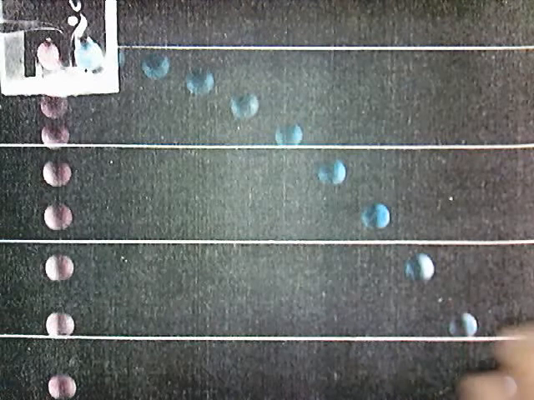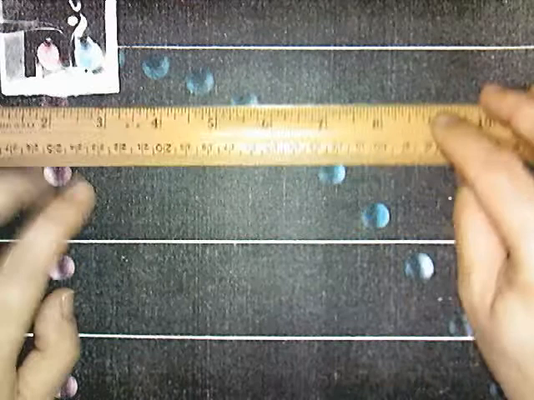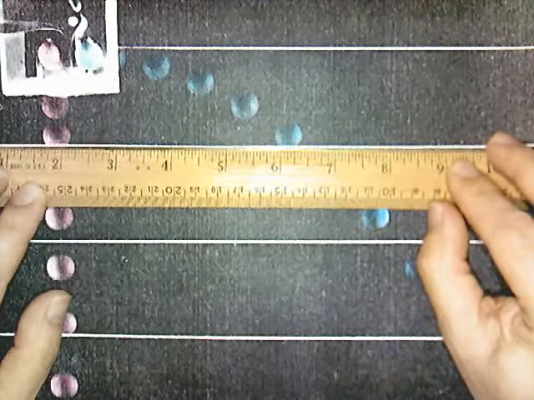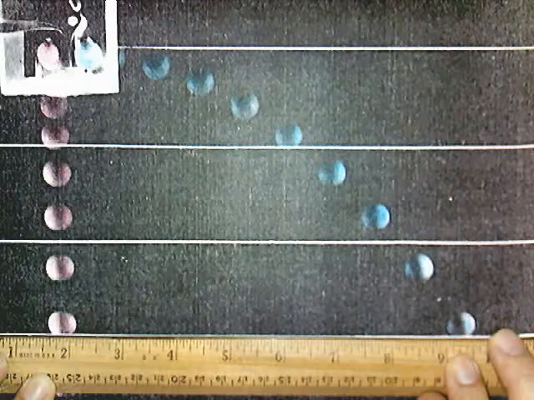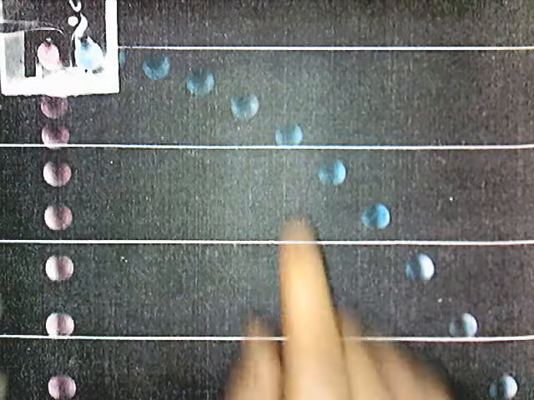So I can sort of highlight that. So see right there, same height, there, same height, there, same height, and right there, same height. So they're both falling downward at the same rate.